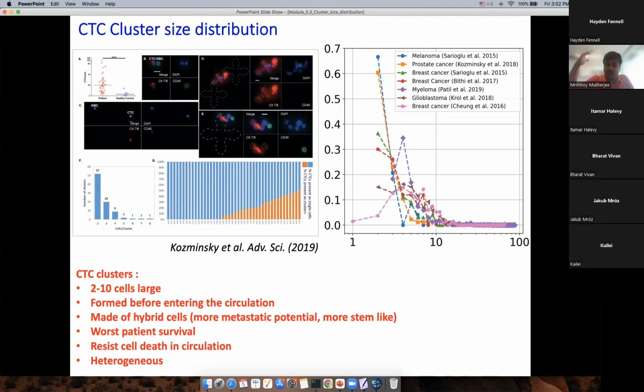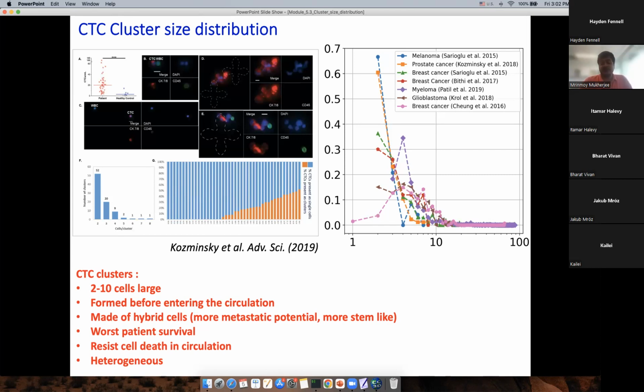That means when they go to another distant organ, they have a higher potential to initiate the tumor again. And also they're more stem-like. So as you know, the stem cell to different cell transition. Because this hybrid cell has more stem-like property, they can initiate the tumor easily. So compared to the single cell, the CTC cluster has a higher metastatic potential. Also, they have worse patient survival. And also they resist the treatment.